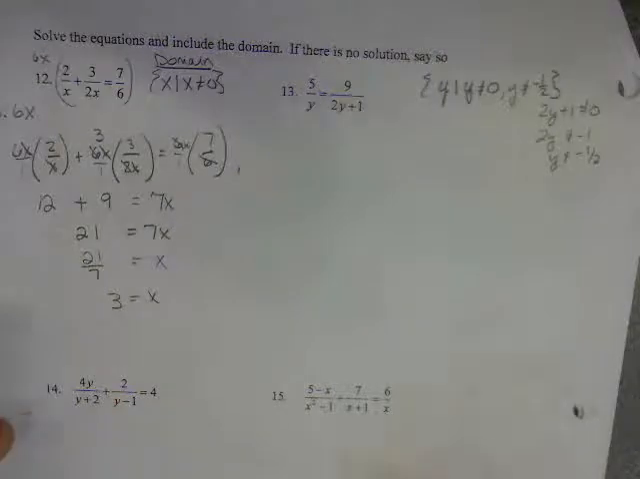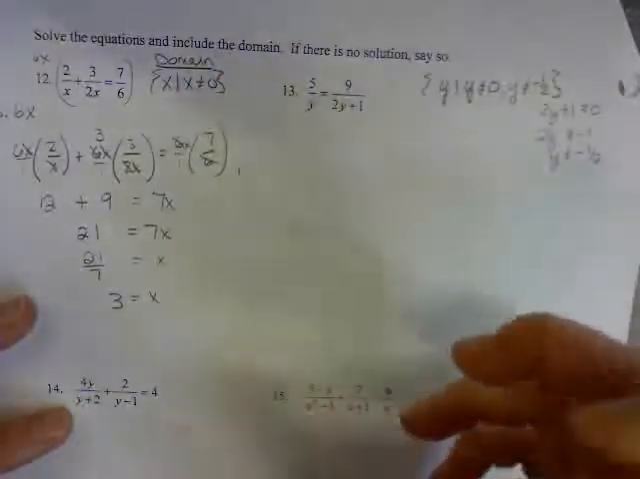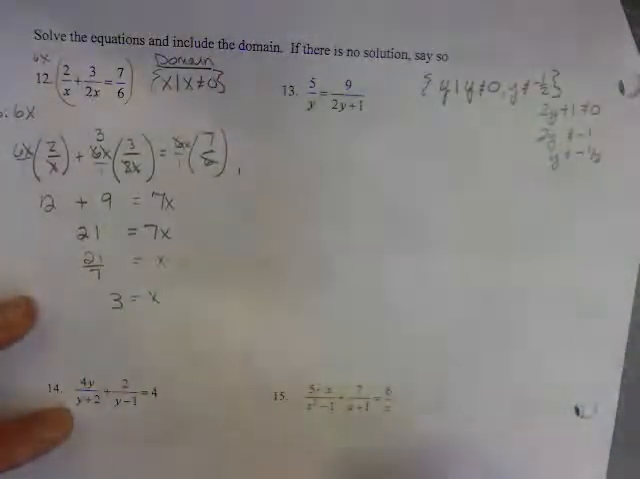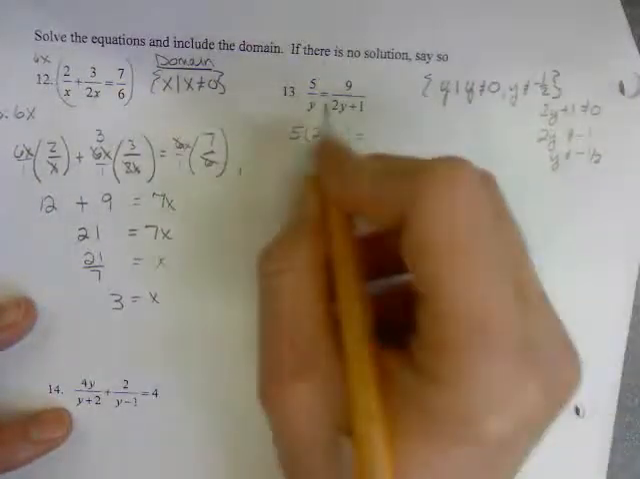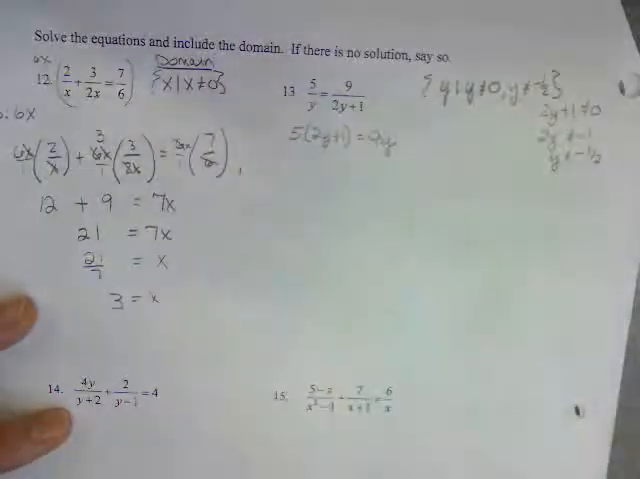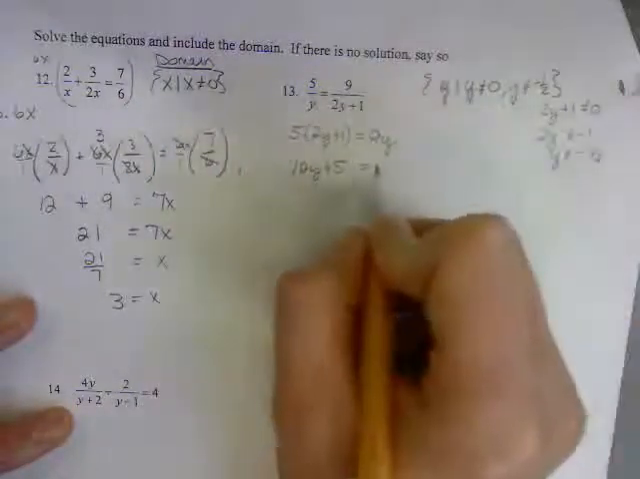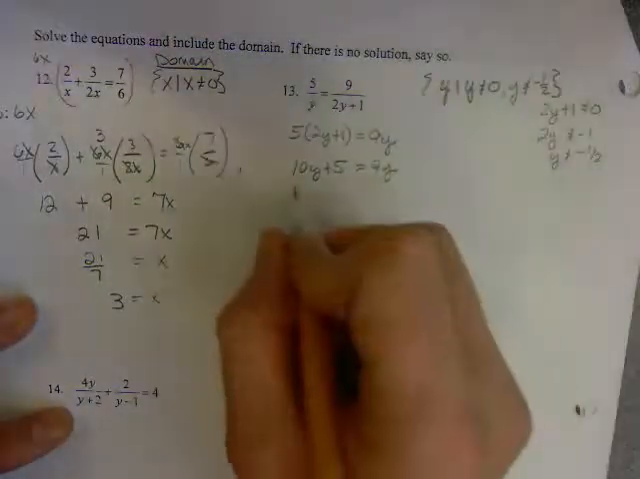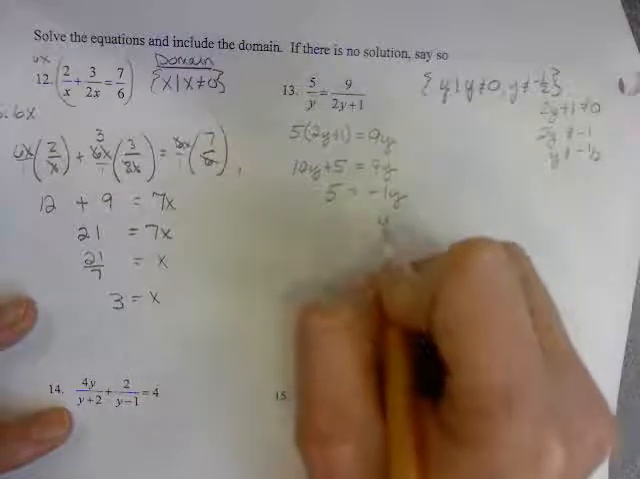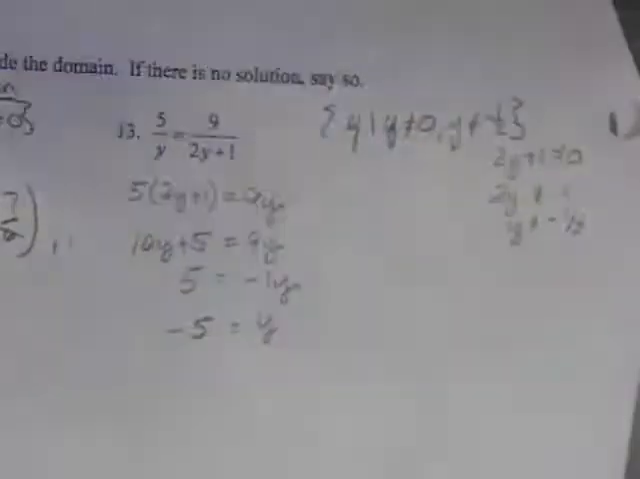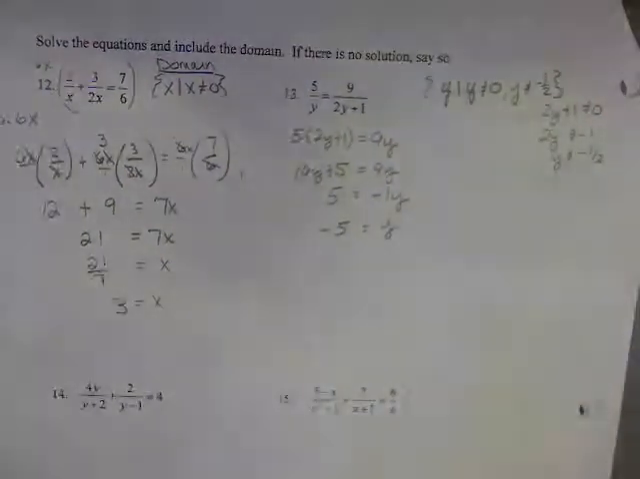So there's our domain. Now since we have just a ratio set up to each other, which is a proportion, we can just cross multiply. So we can do 5 times 2y plus 1 is equal to 9 times y. 10y plus 5 by distributing is equal to 9y. We can subtract the 10y to the other side and get a negative 1y. So y is going to equal negative 5 by dividing by negative 1. Since negative 5 is not a restriction, this is a solution to our problem.